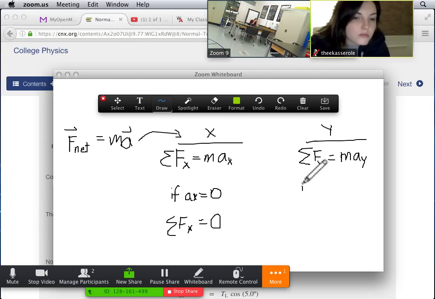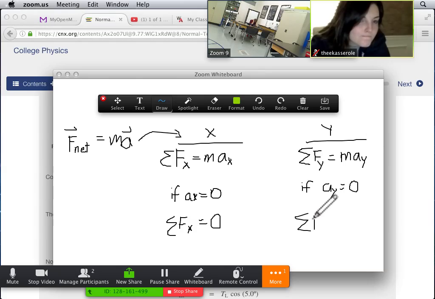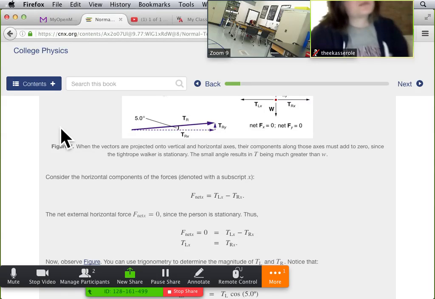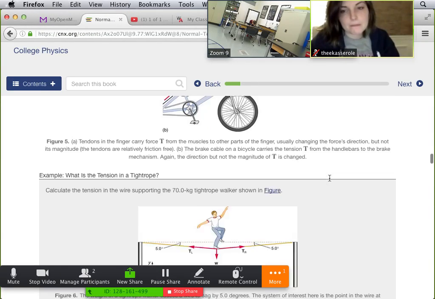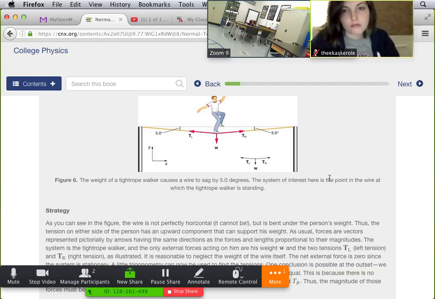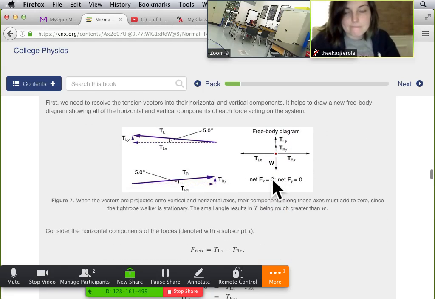And the same is true in the y direction. If it's not accelerating in the y direction, up and down, or whatever your y direction is, if a sub y equals 0, then the sum of the forces in the y direction is equal to m times 0, which is just 0. And that's exactly what they've done in this example. In this example, the person is not moving up and down and not moving forward or backwards, so they are stationary, which means that their acceleration is 0 in both directions, x and y. That means the sum of the forces in x has to equal 0, and the sum of the forces in y has to equal 0.